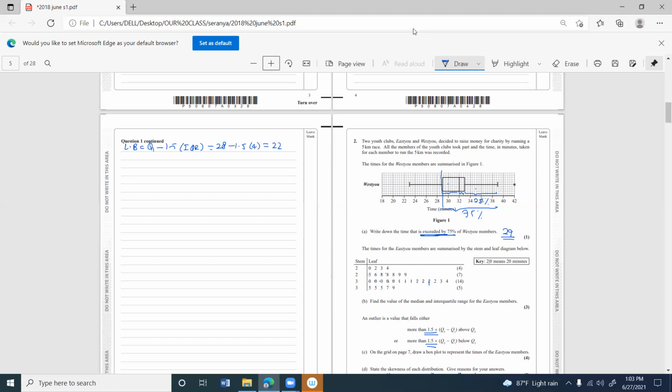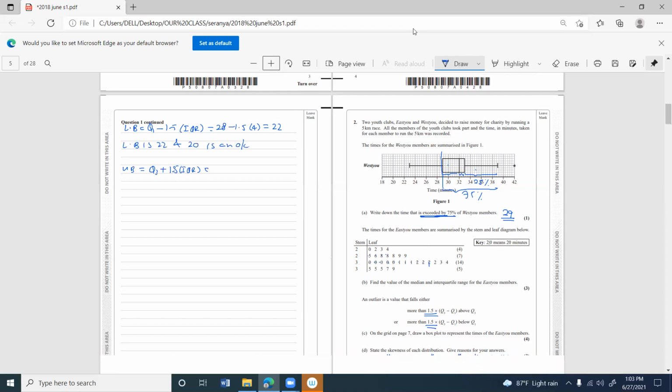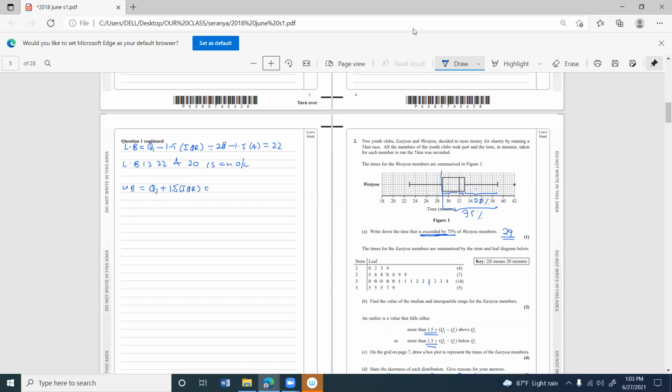Now in this stem and leaf diagram, check whether there are any values less than 22. Yes, we have a value less than 22. Therefore the lower boundary is 22 and 20 is an outlier. Upper boundary is Q3 plus 1.5 times IQR. Q3 is 32, plus 1.5 times 4. It turns out to be 38. Now check whether, from this side as well, there is an outlier. So you can say the upper boundary is 38 and 39 is an outlier.